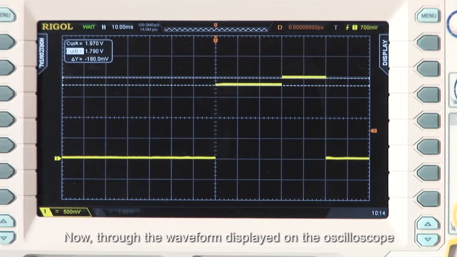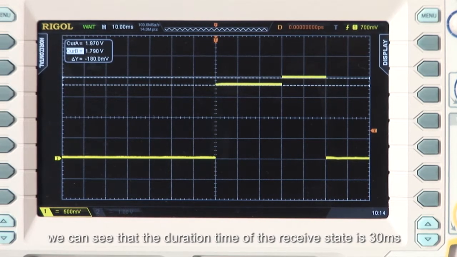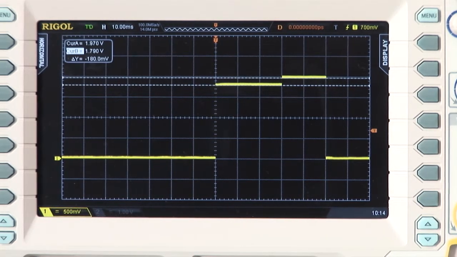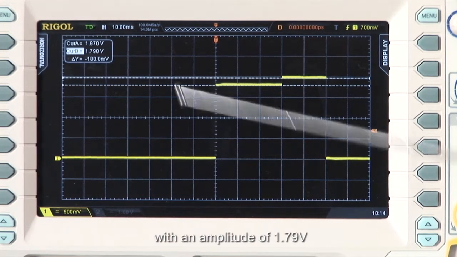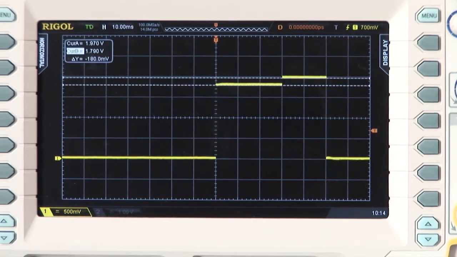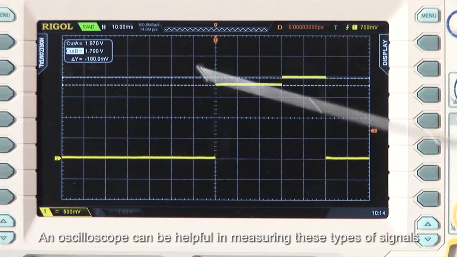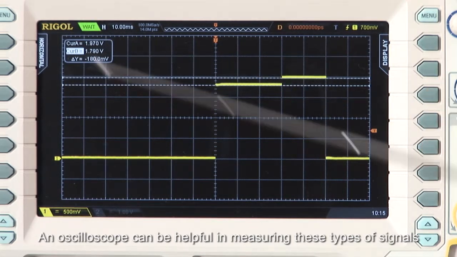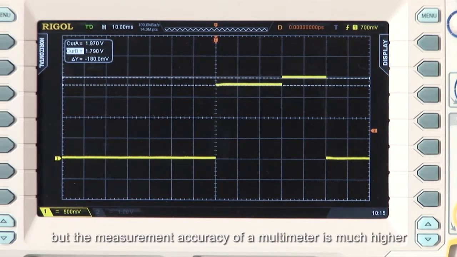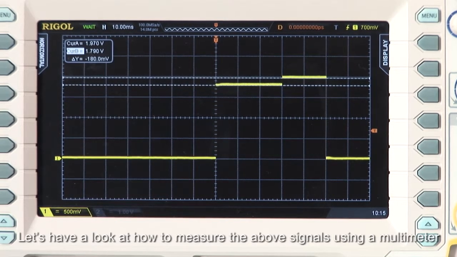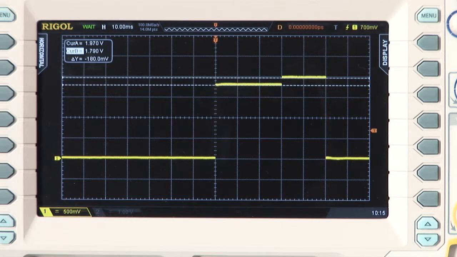Now, through the waveform displayed on the oscilloscope, we can see that the duration time of the receive state is 30 milliseconds, with an amplitude of 1.79 volts. The duration time of the transmit state is 20 milliseconds, with an amplitude of 1.97 volts. An oscilloscope can be helpful in measuring these types of signals, but the measurement accuracy of a multimeter is much greater. Let's have a look at how to measure the above signals using a multimeter.